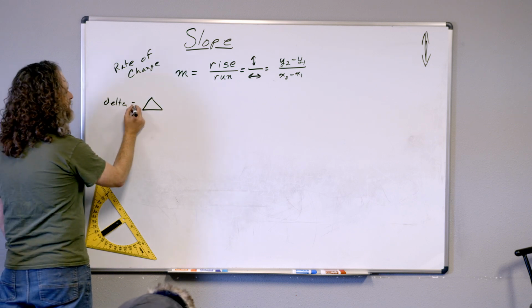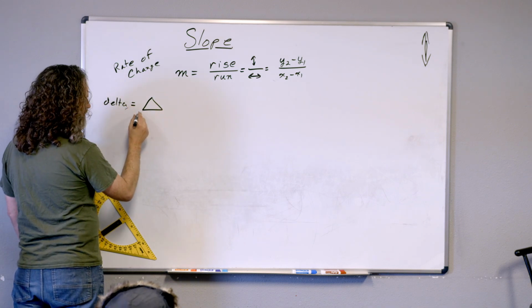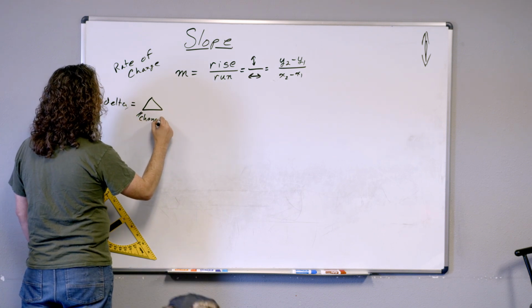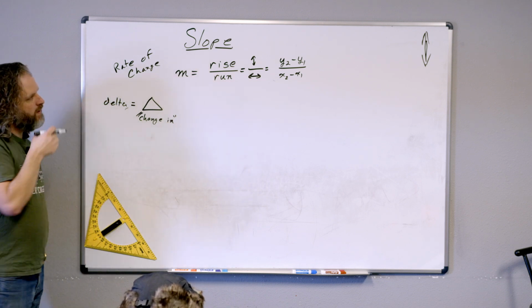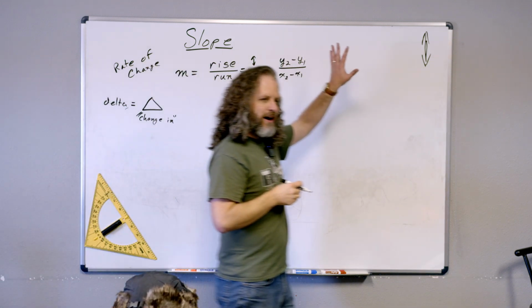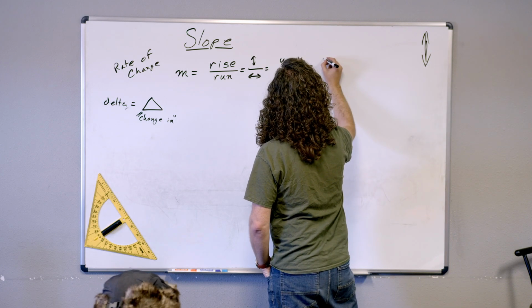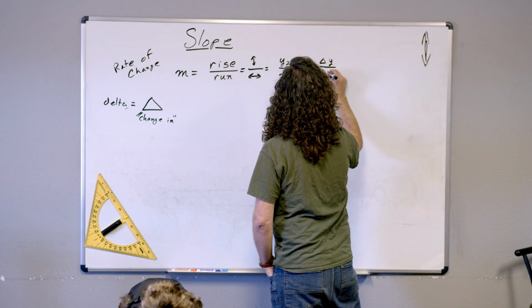That's delta. And what it means in math and science is change in. So this is the change in the y's over the changes in the x's. So we could simplify this to delta y over delta x.